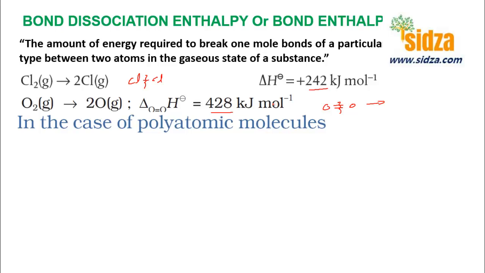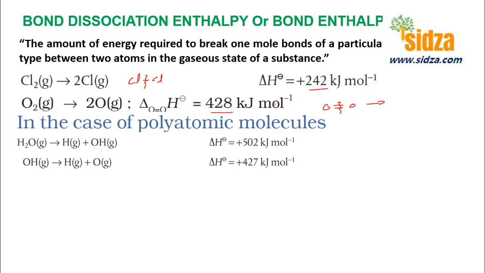However, in case of a polyatomic molecule, a molecule which contains more than 1 bond, suppose we have water, H2O. In H2O, what will be the bond dissociation energy? There are 2 oxygen-hydrogen bonds. If you break 1 hydrogen-oxygen bond in the water molecule, the energy requirement there is 502 kilojoules per mole.